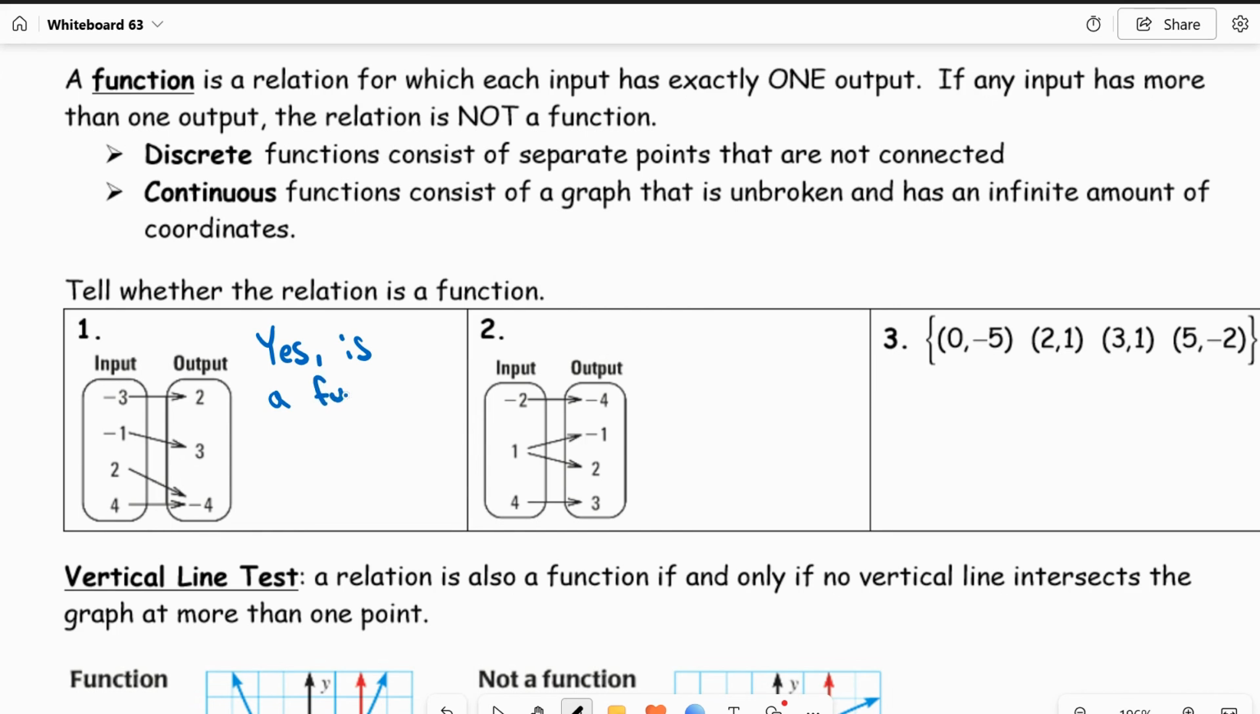It is a function. But in our second example here, you will notice that 1 has multiple outputs. So since 1 has multiple outputs, this would be no, it is not a function.